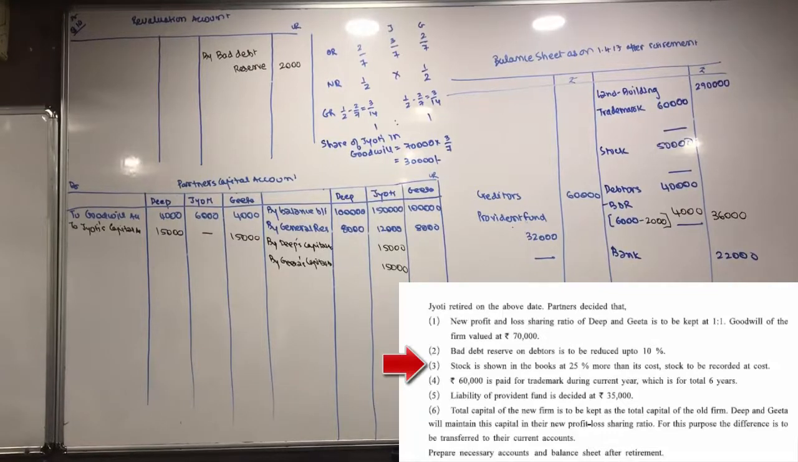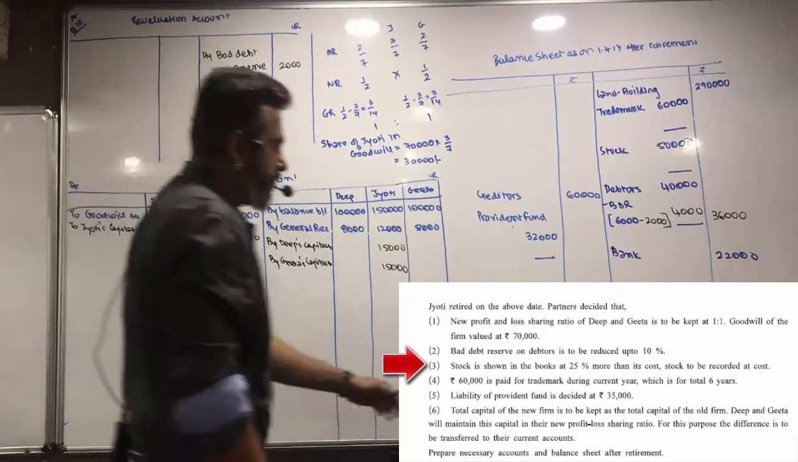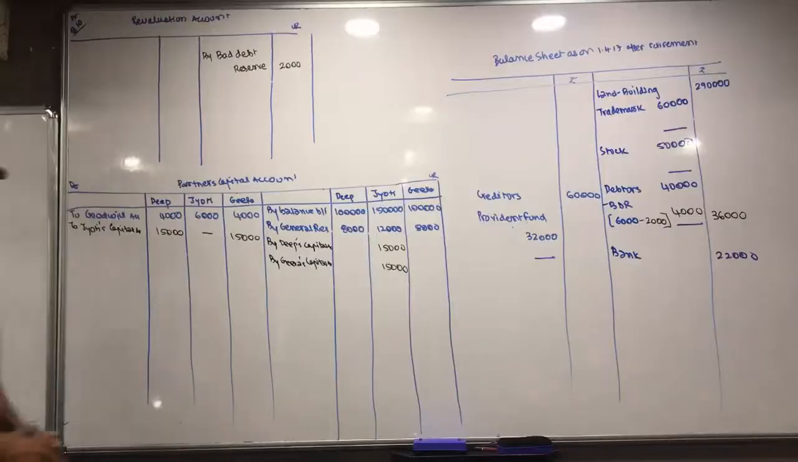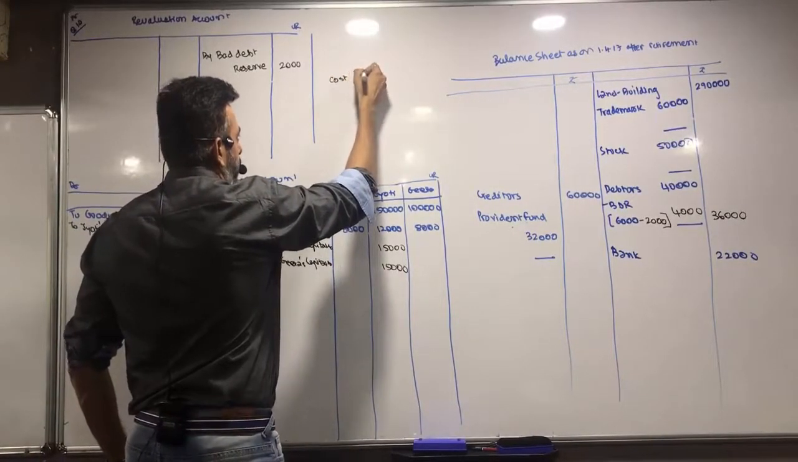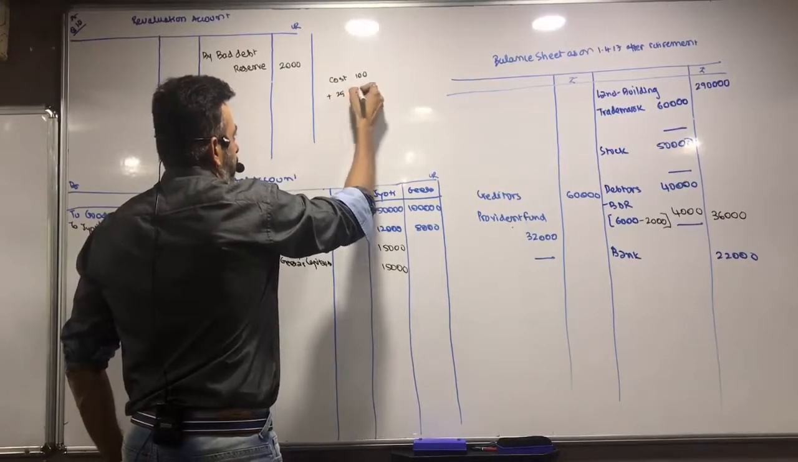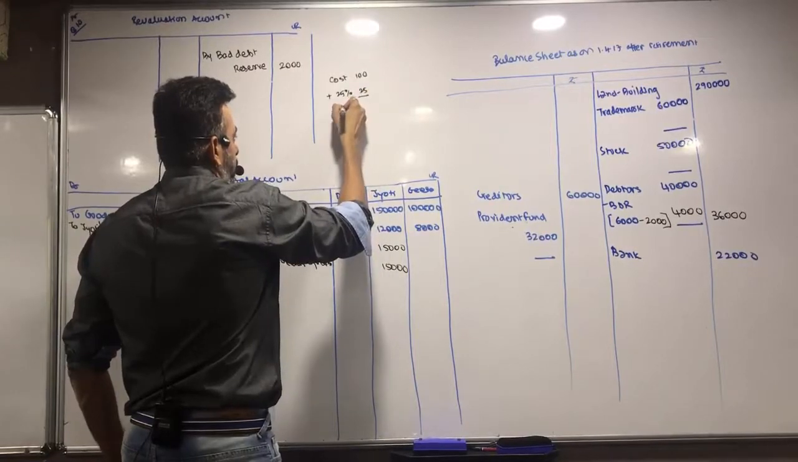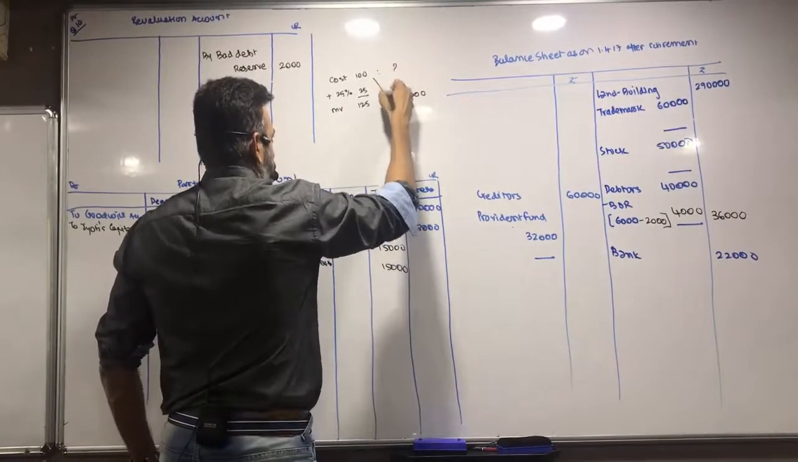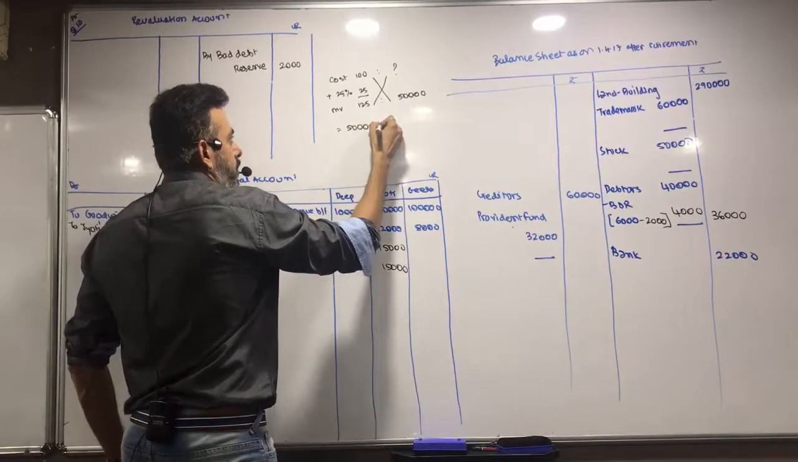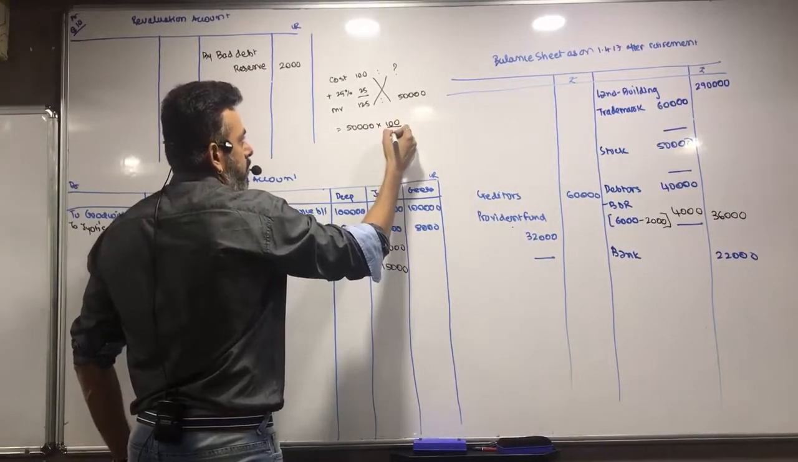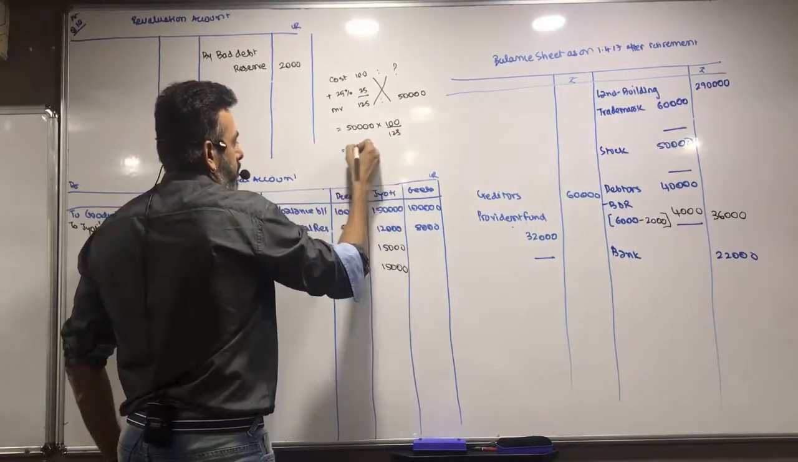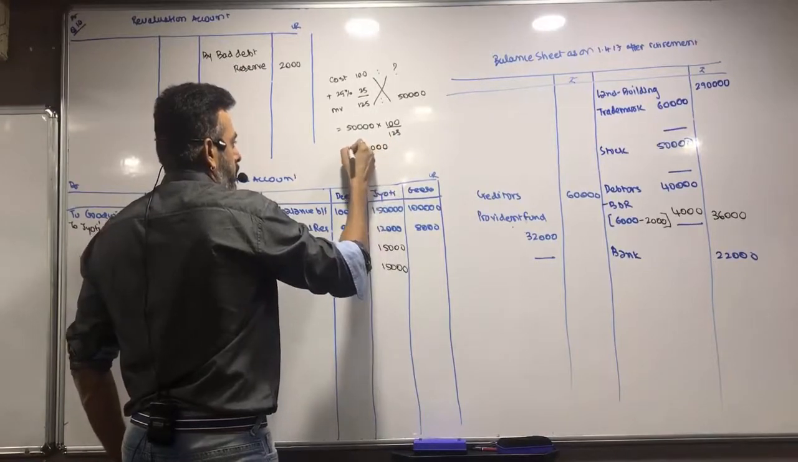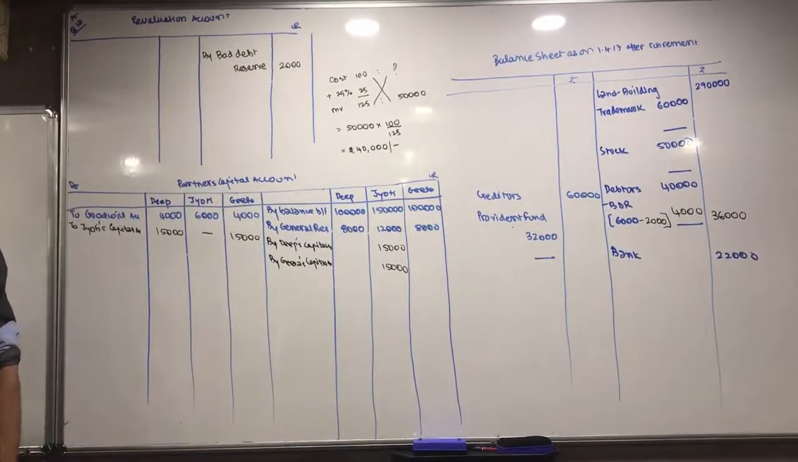Stock is to be shown in the books at 25% more than its cost. Stock is to be recorded at cost. To the working. Cost is 100 plus 25%, market value is 125. So market value is 50,000. What is the cost? It is equal to 50,000 into 100 upon 125, 40,000. All of you got it directly. Don't take 25%, 12,500. Okay?